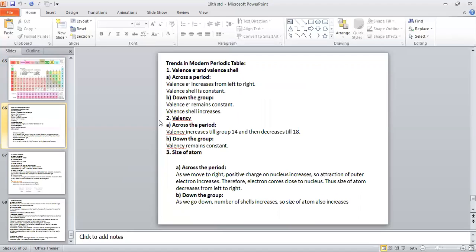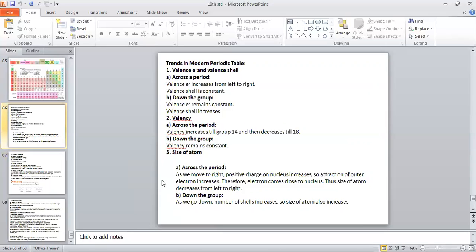Then valency across the period increases till group 14 and then decreases till group 18. Now down the group, valency remains constant. For example, group 1 elements have one valency that remains constant. Then size of atom. Size of atom across the period.